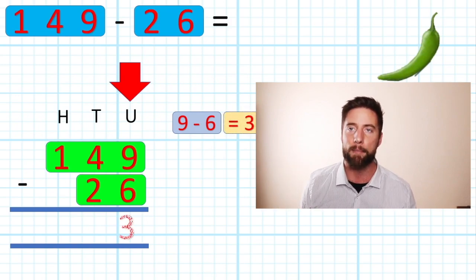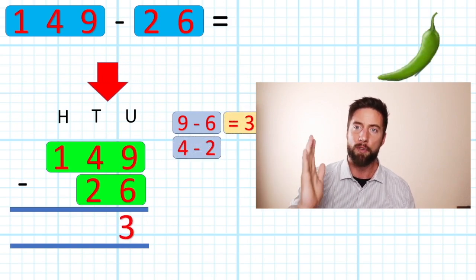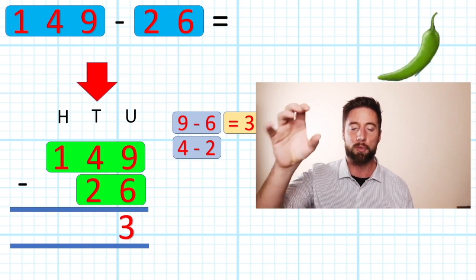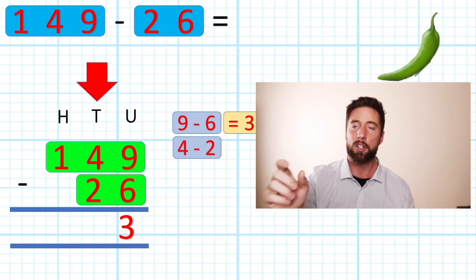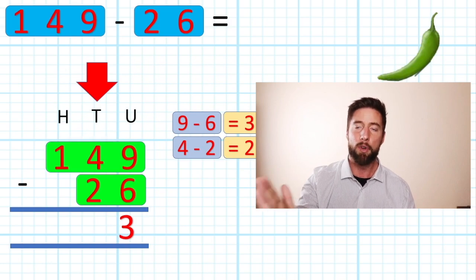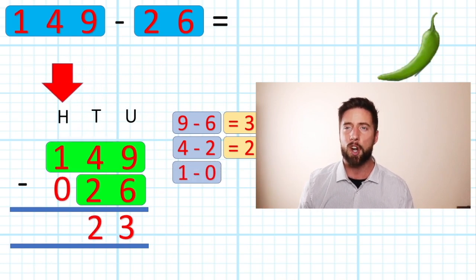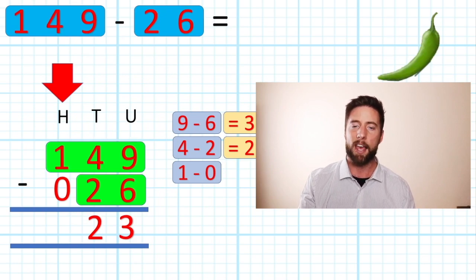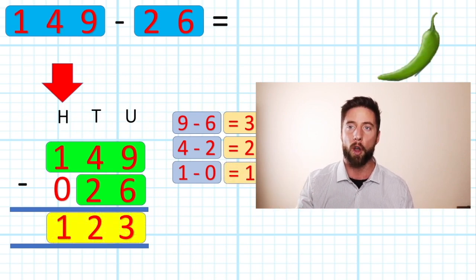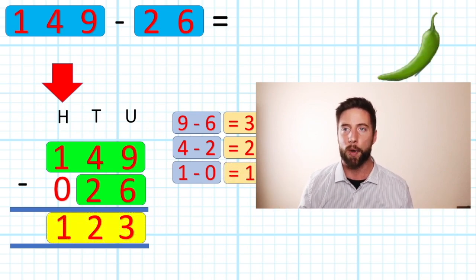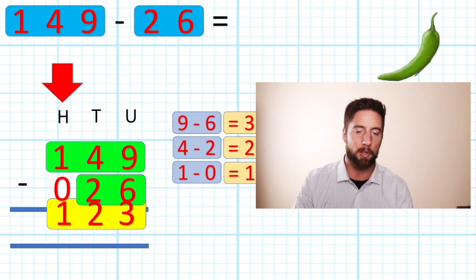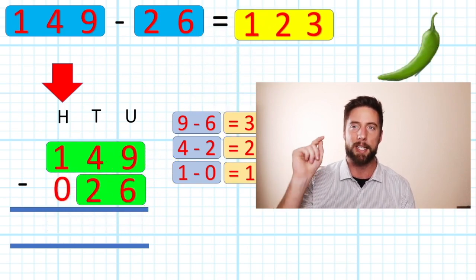Put my 3 in my answer row. Move across to our tens column. 4 subtract 2 gives me 2. 2 in my answer row. Move across, last time, look at my hundreds column. I've got 100, subtract nothing there, or a 0. So 1 subtract nothing is 1. My answer, 123. 149 subtract 26 is 123.